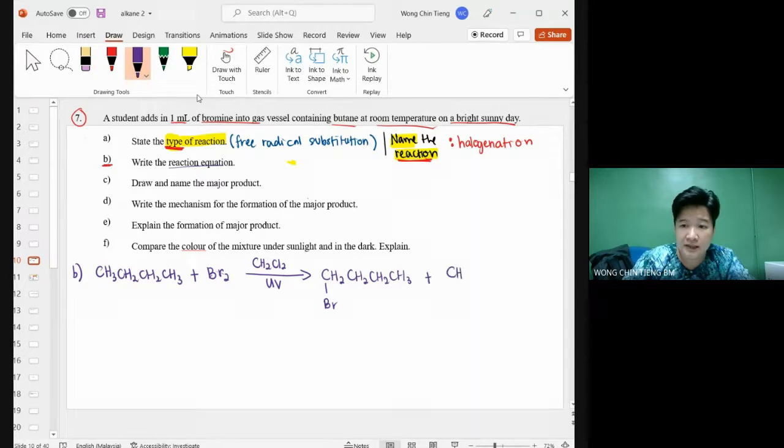Okay? And then you should have 2 products over here because it's a butane. So, ganti 1 atau 4 akan sama. Ganti 2 atau 3 akan sama. Betul? Karbon pertama, karbon 4 akan sama. Karbon 2 atau 3 akan sama. And jangan lupa the byproduct HBr.